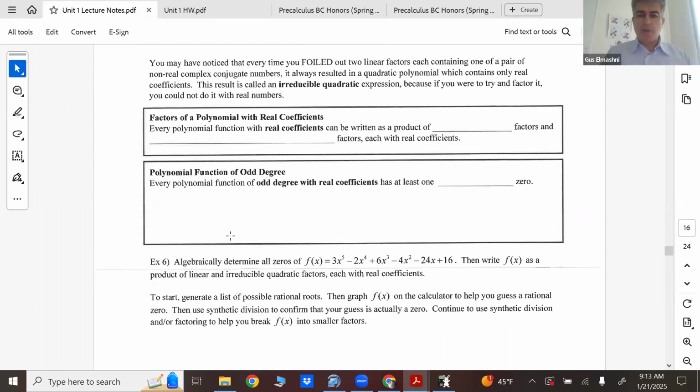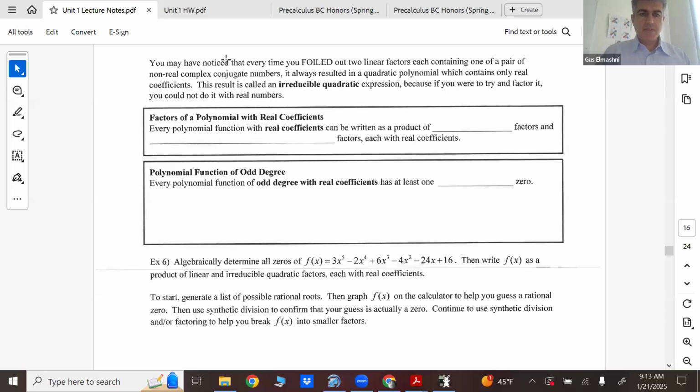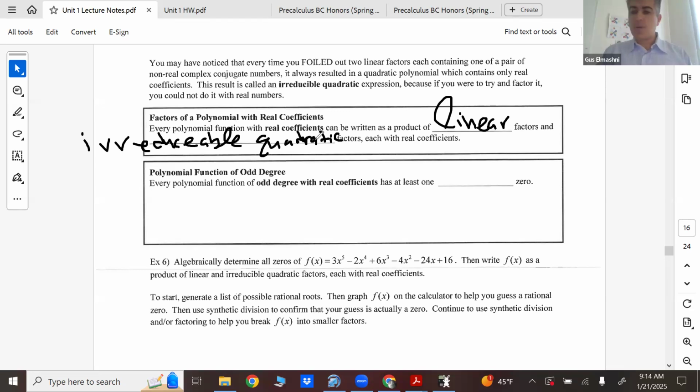So every polynomial function with real coefficients can be written as a product of linear factors and irreducible quadratic factors with real coefficients.